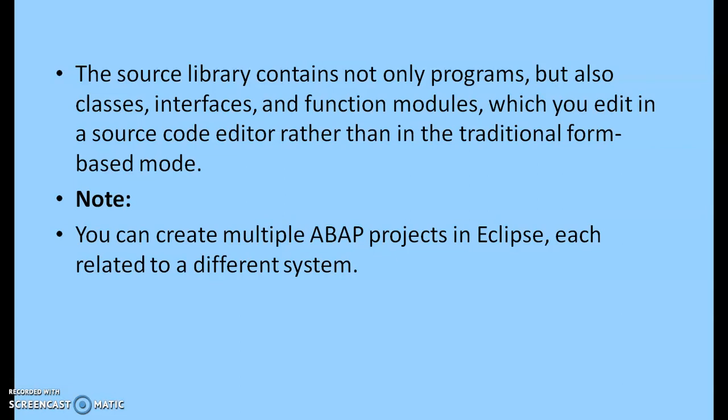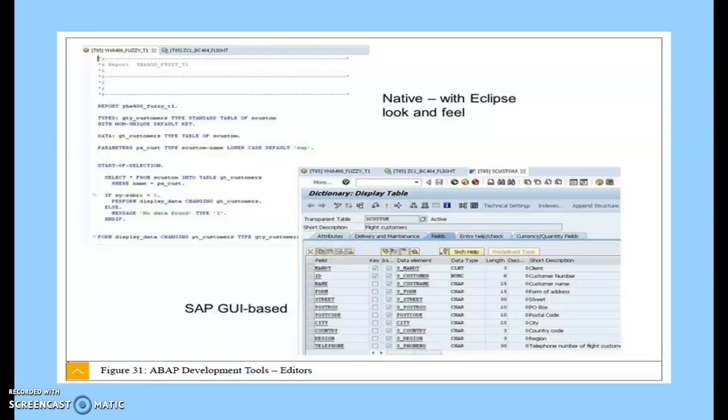Now, the source library contains not only programs but also classes, interfaces, and function modules, which you edit in a source code editor rather than in the traditional form-based mode. And here we have the ABAP development tools editors. This is the native Eclipse look and feel, and this is the SAP GUI based look and feel. The top one you see on the screen here is actually the Eclipse based look and feel.